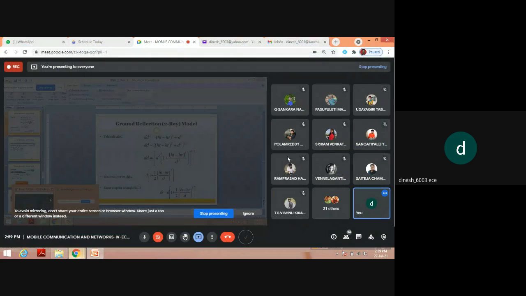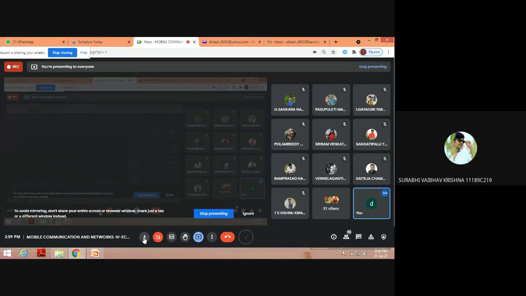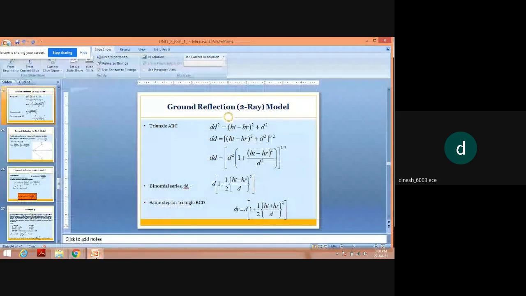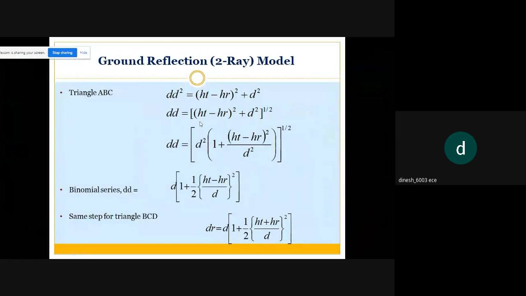I think you're able to see now. Yes, sir. Yeah, yeah. If it gets broken up, I'm not sure why it is like that. Using an Airtel mobile only. Okay, no problem, no issues.